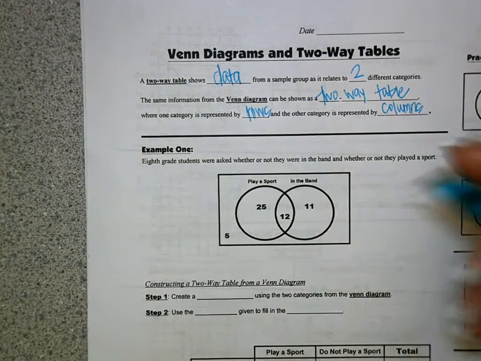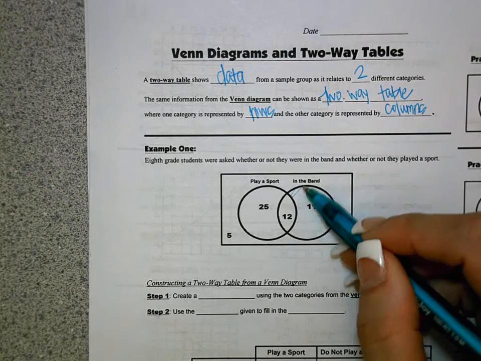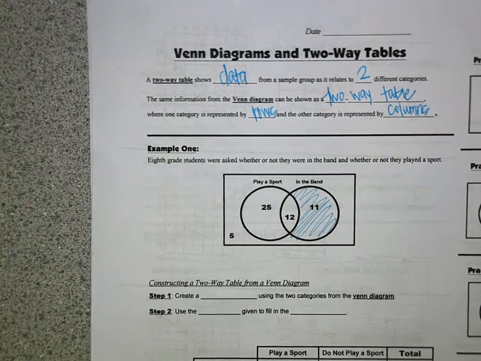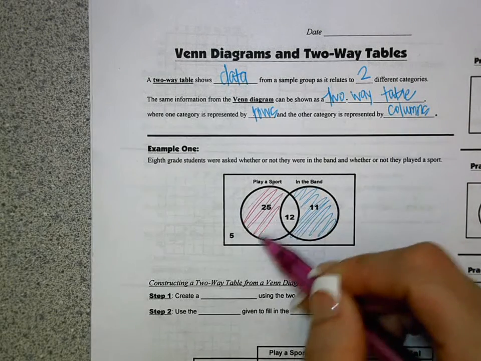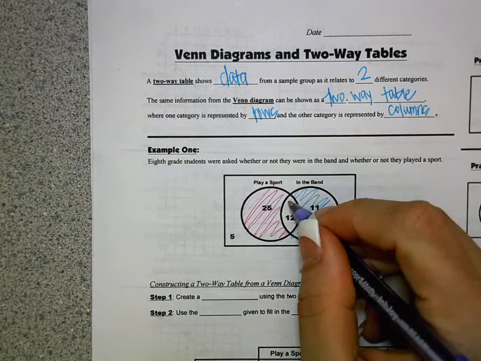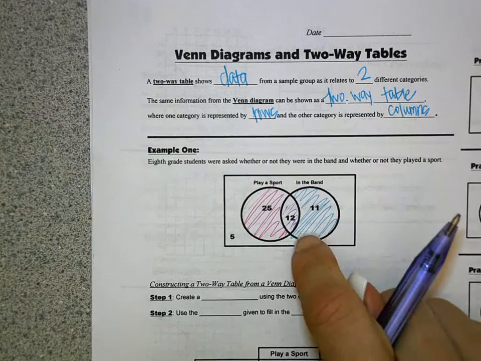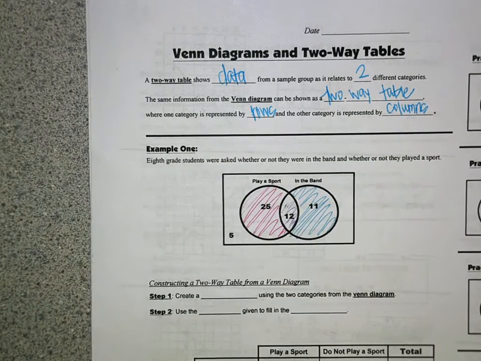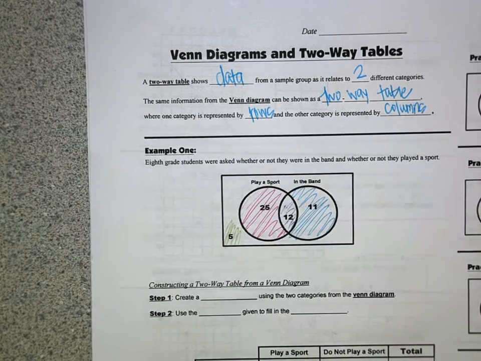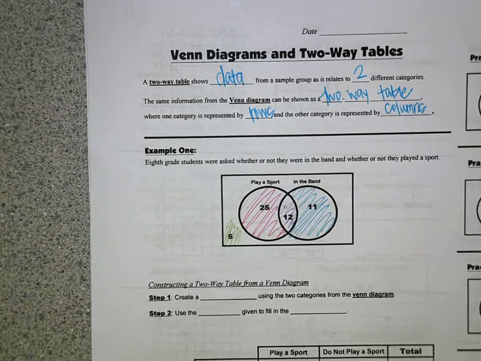So here, this shows 11 people were just in the band. It also shows that 25 people played a sport. But it also shows that 12 people did both, so this is called the overlap. And what do you think this 5 represents? People that did nothing. These are the people that, well, I don't know, might have been in something else. They might have been in choir.